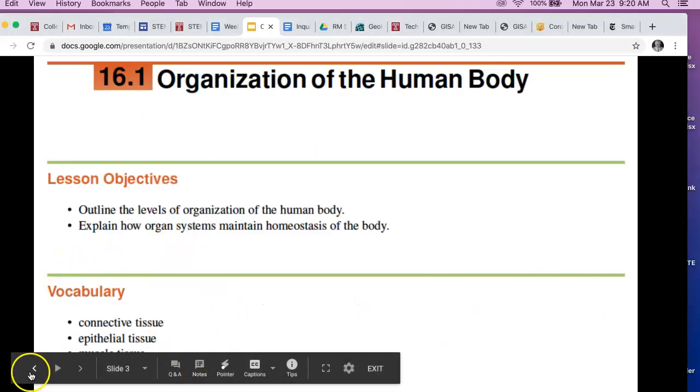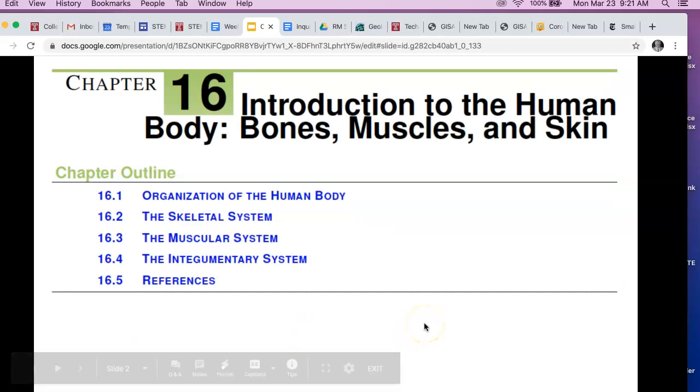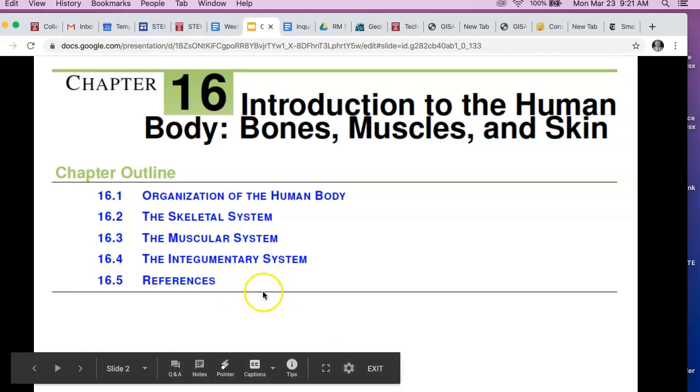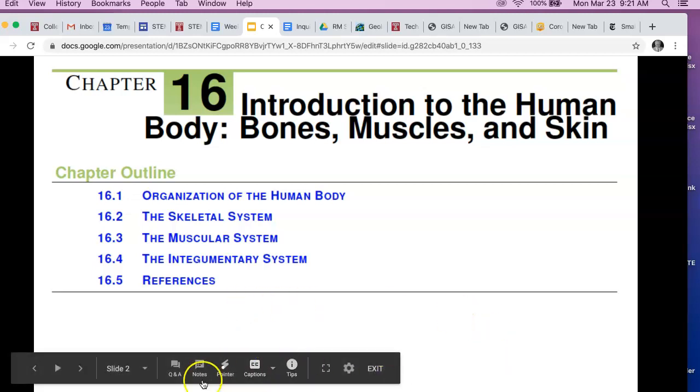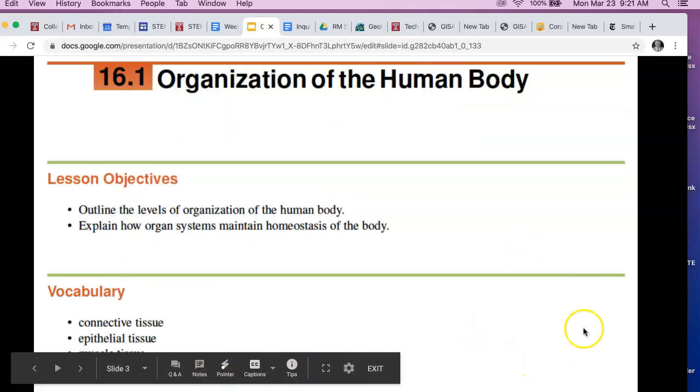We'll be looking at the organization of the human body, the skeletal system, muscular system, and the integumentary system. Now, for some of you non-biology people, that system is our skin, and we'll do a little bit at the end. The quiz this week will have questions from 6.1, 2, 3, and 4. Let's go to the next.